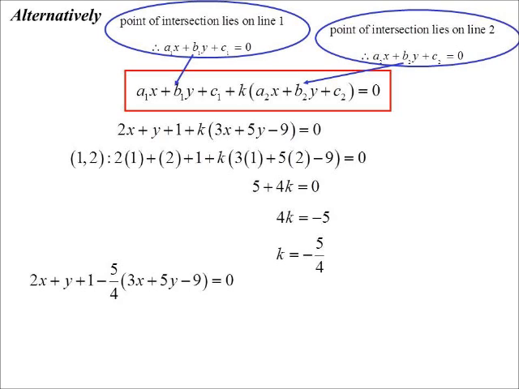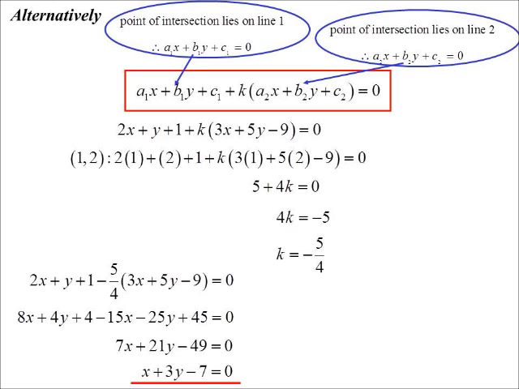Substitute back in. There it is, but it needs a bit of tidying up, of course. Multiply everything by 4. Bring everything together. 7 goes into everything there. And there you go. We get the same line.